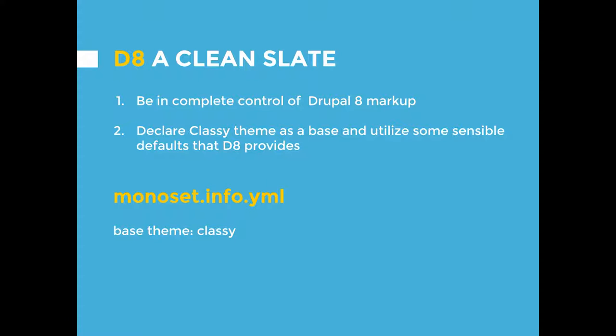On the other hand, if you want some sensible defaults, stuff already to be there, some divs and some BEM style CSS class names and things like that, you can declare Classy as base theme. And that will basically reroute everything through Classy. Classy has a collection of templates already sitting in there. It's a core theme, and it's a core base theme for Bartik and Seven theme too. So that's the idea, I guess.